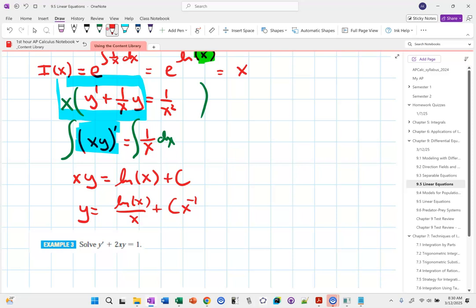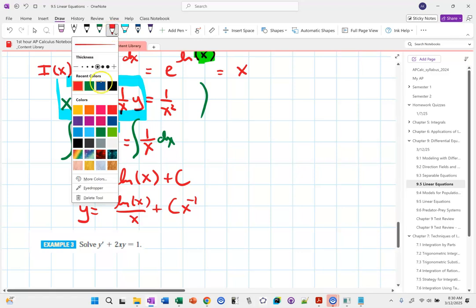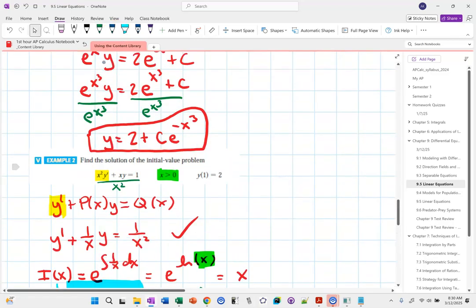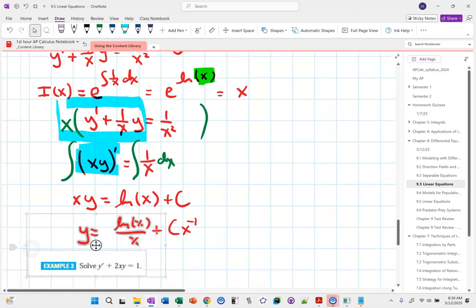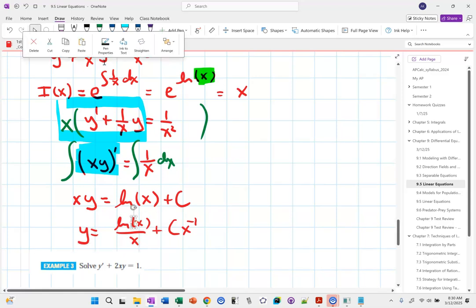Or you could write it as C over x or whatever, however you want to write it. But we're not quite done, because if you notice in the beginning of this problem, they also give us an initial condition. That means that we should solve for C. We should have no C left in our answer. So let's go ahead and plug that in now.